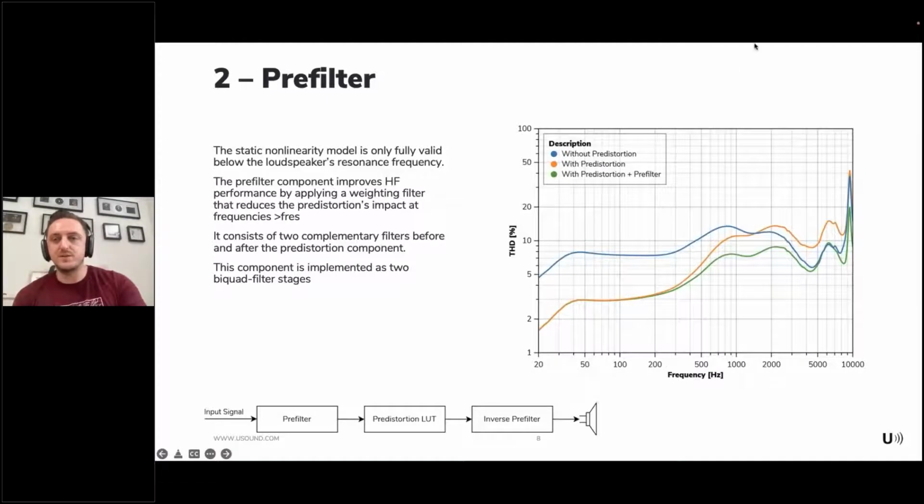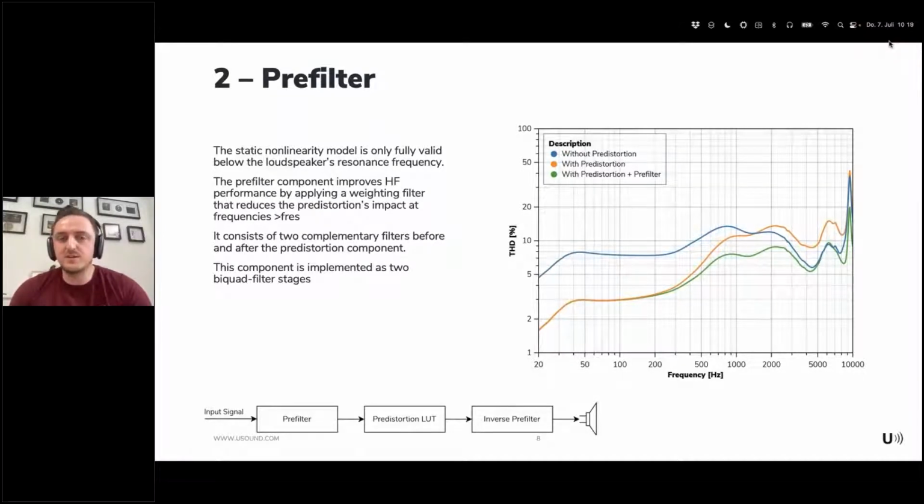On the graph to the right, we can see how this affects the distortion levels. With the predistortion component, we can actually see how the distortion increases at frequencies above the resonance frequency. This particular speaker has a resonance frequency at roughly 2 kilohertz. If we would not compensate for the change of validity of the static nonlinearity model, then we would actually increase the distortion at high frequencies. So in order to avoid that, we need to apply the prefilter.